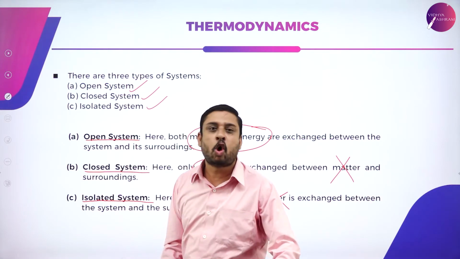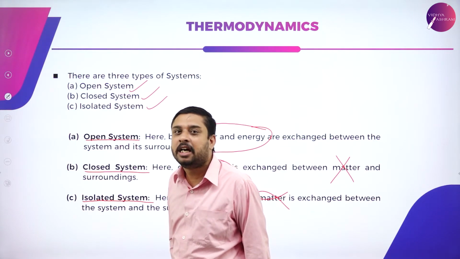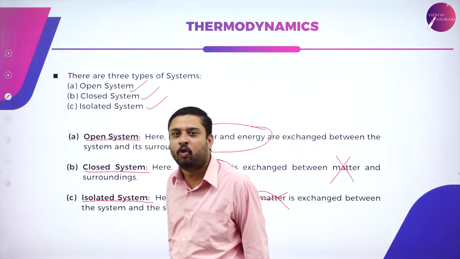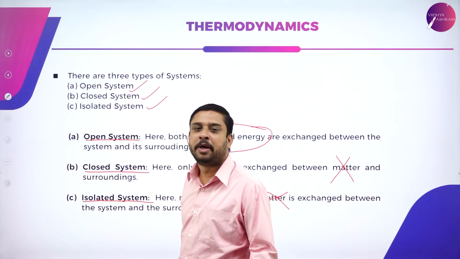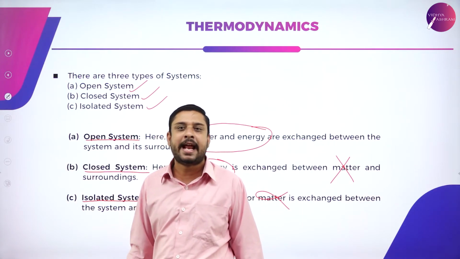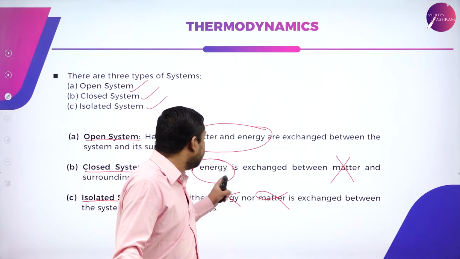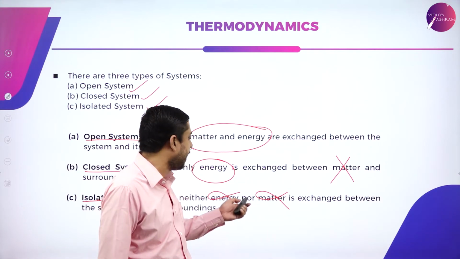What happens in a closed system? Only matter does not flow. Energy is exchanged between the system and the surroundings. Isolated system, neither energy nor matter is exchanged.